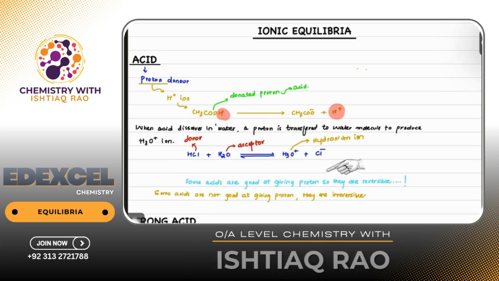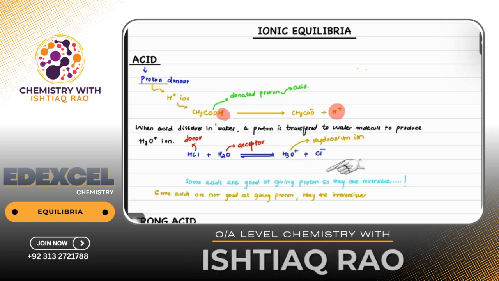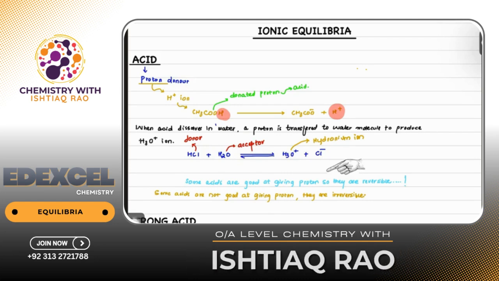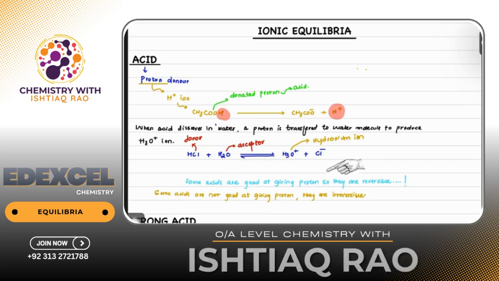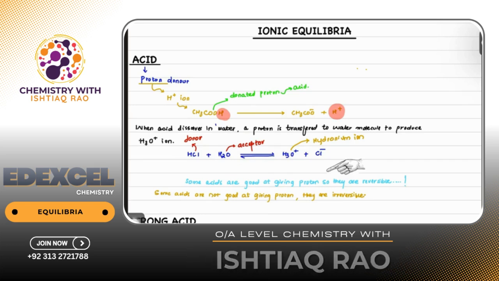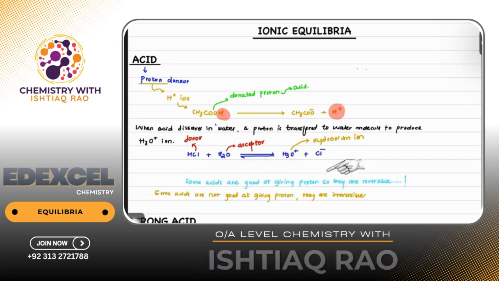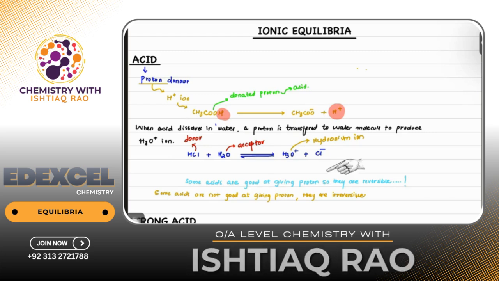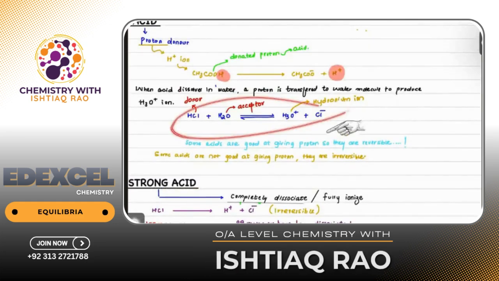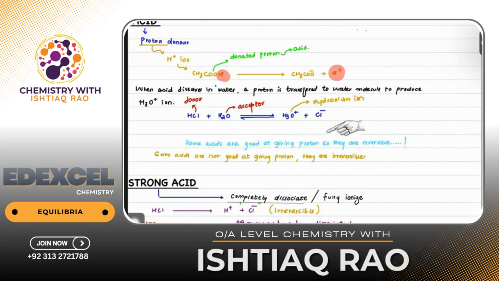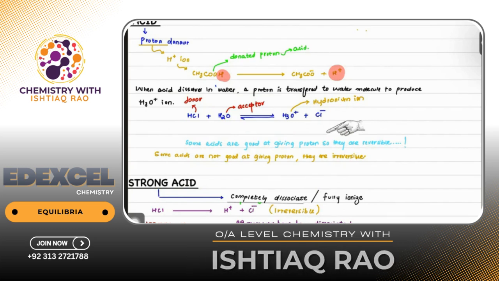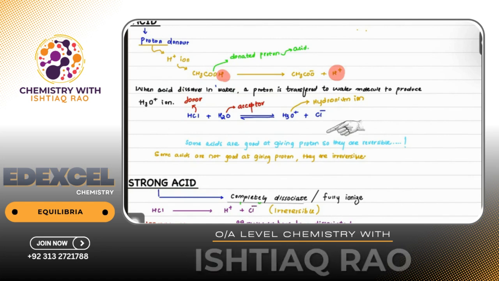We know that water has an amphoteric nature. What is amphoteric? It has a dual nature. When it reacts with an acid, it behaves as a base, and when it reacts with a base, it behaves as an acid. It has a dual nature because it has both ions, H positive ion and OH negative ion. So this is an equation showing how HCl is behaving as an acid.